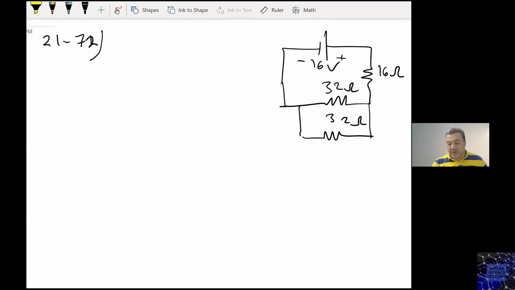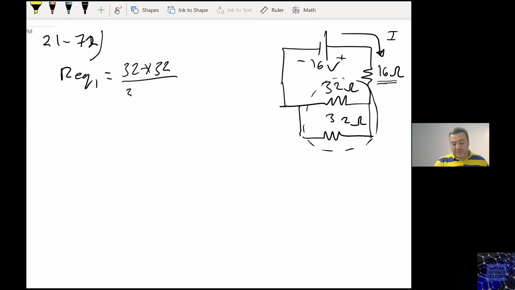We need first to calculate the total current. And if we want to calculate the total current, which is this one, I'm calling it I. Then I need to find the equivalent resistance. The equivalent resistance is basically this 16 ohm that is in series with the equivalent of those two. So let me call this one R equivalent 1. And those are 32 over 32, 16 ohm. This is only used for two resistors in parallel. If there are more than two, we need to use the general expression.